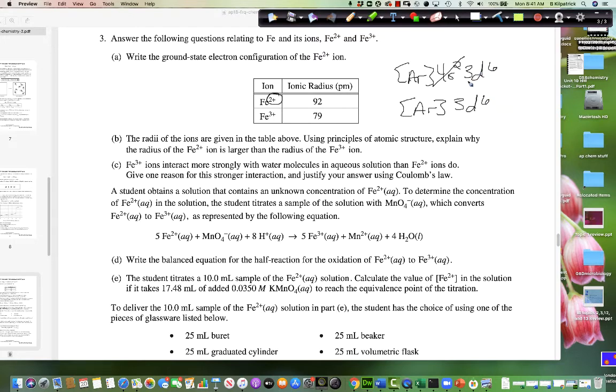Common mistake, a lot of people will start removing electrons from that 3d, so you need to be very, very careful about where you're removing them. The electrons need to be removed from the outermost shell first.